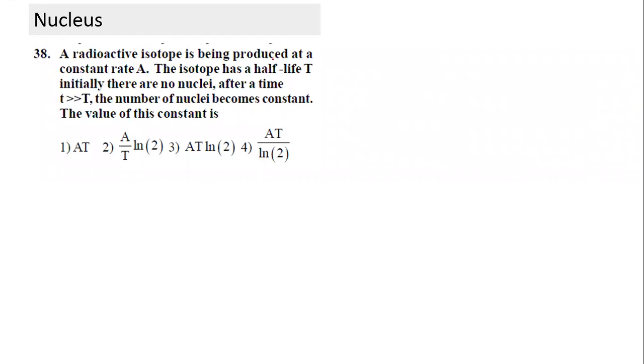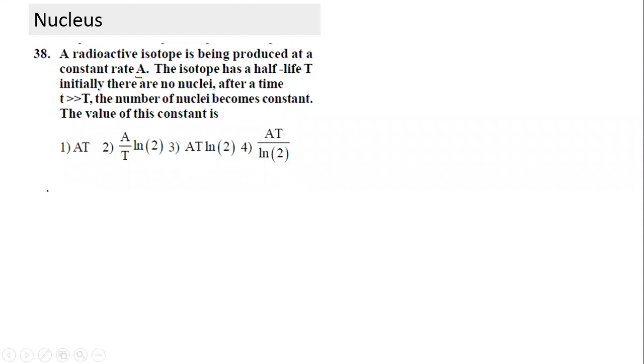A radioisotope is being produced at a constant rate A. So the production also is taking place. This isotope has a half-life T, and initially there are no nuclei. After a long time, the number of nuclei becomes constant. What is the value of this constant?